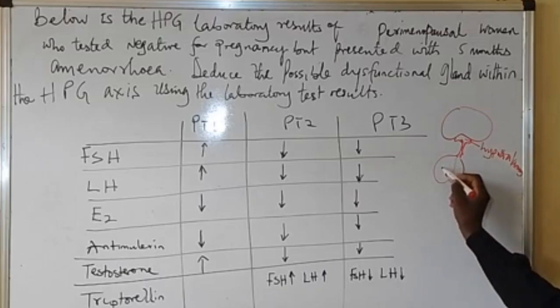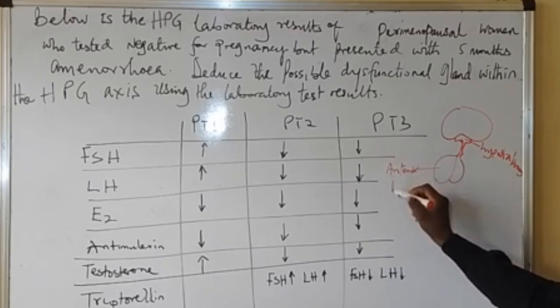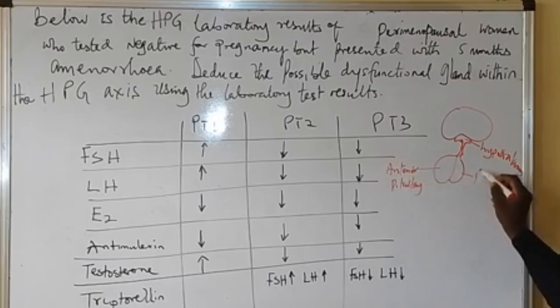So here you have the anterior pituitary, and then here you have the posterior pituitary.